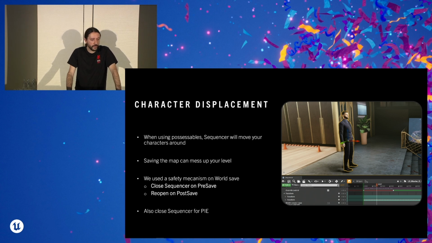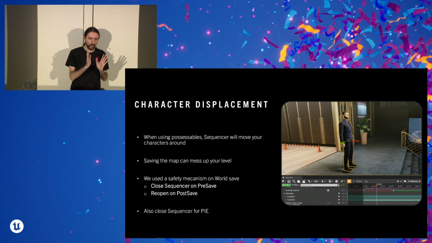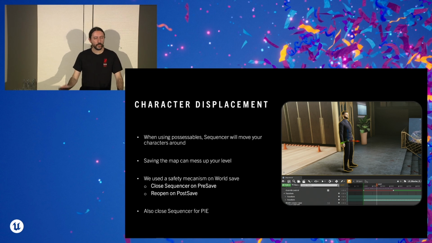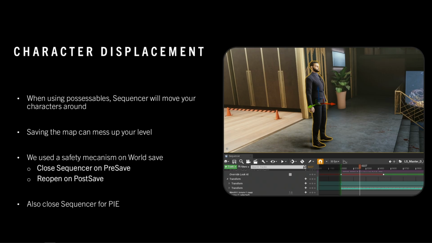We basically added a safety mechanism on world save. So every time you save your map, on the autosave also, it works. On pre-save, so just right before the save, we close sequencer, which will cause all the characters to go back to their gameplay position. And after the save, we reopen sequencer at the right frame. So your content designer will not see a difference, and it will save you a lot of bugs.